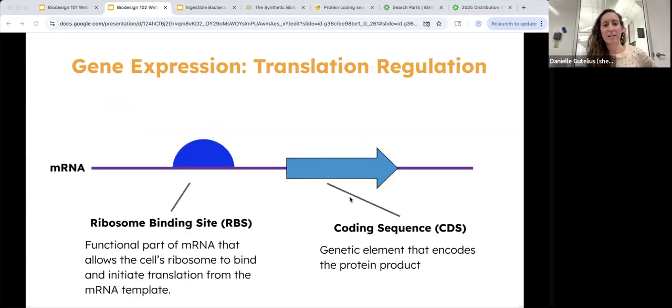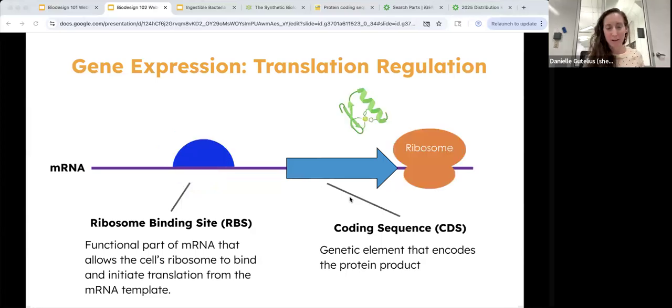Okay, so that's your transcription. So we've made our mRNA. It has our ribosome binding site that serves to recruit the ribosome so that it can translate it and make our protein. Similar to the promoter, we can change the strength of our ribosome binding site to be easier or more challenging for the ribosome to latch onto and translate.